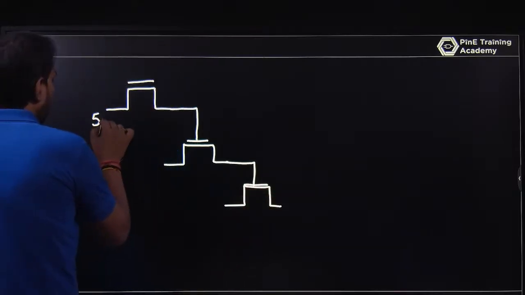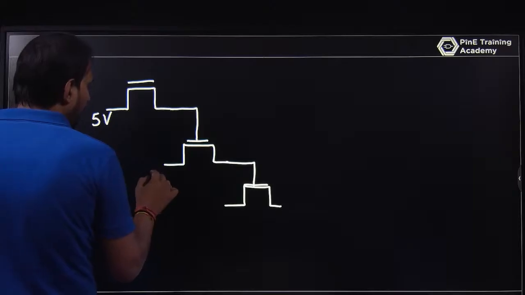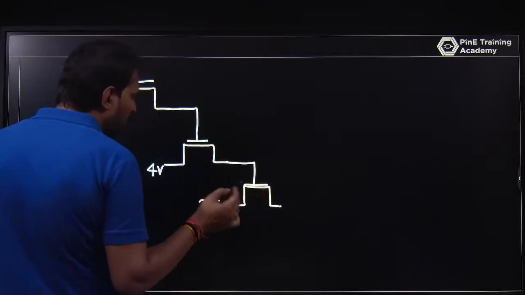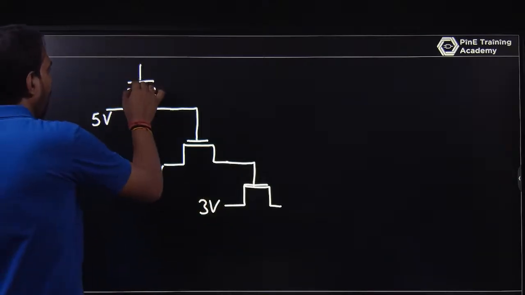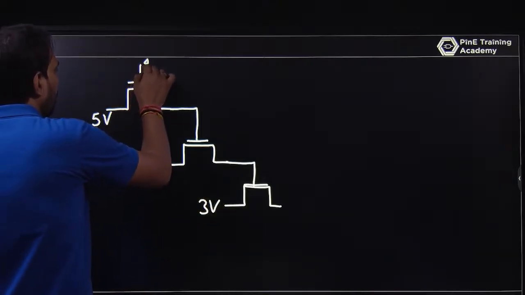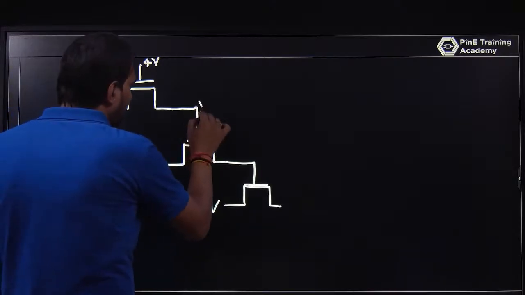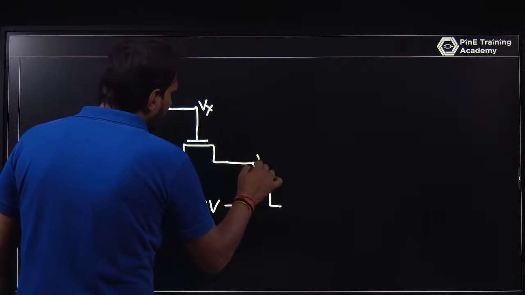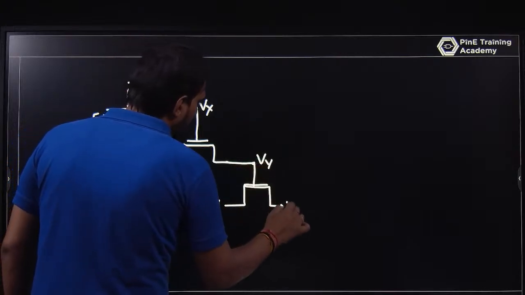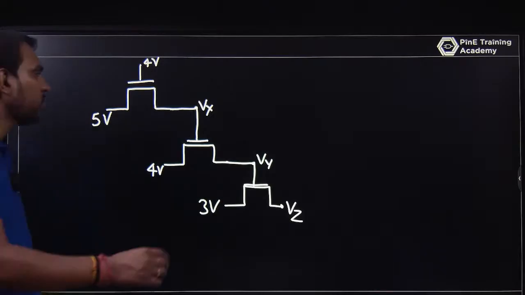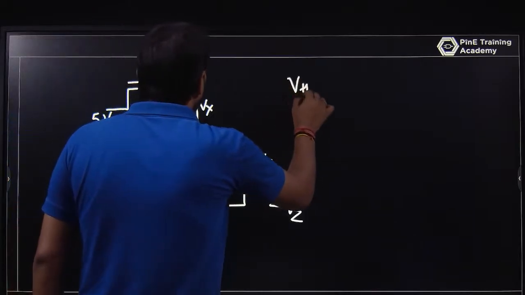This is 5 volt, this is 4 volt, this is 3 volt. I am just assuming that what will happen, and let this be 4 volt. What is Vx, what is Vy, what is Vz? Just tell me. Okay, take your time, and the threshold voltage of all the MOSFETs is 1 volt.